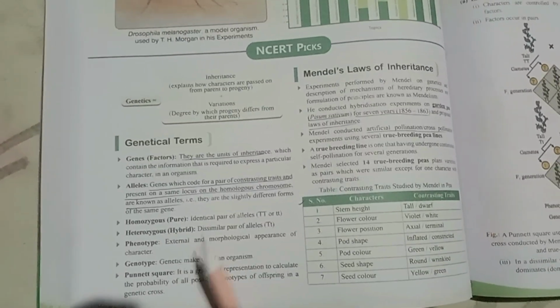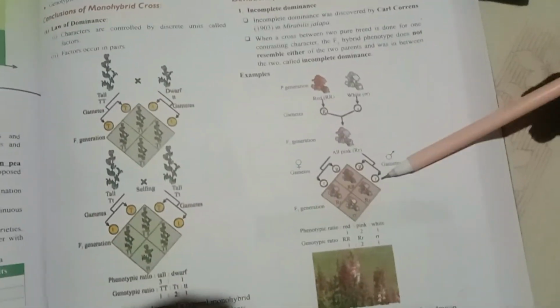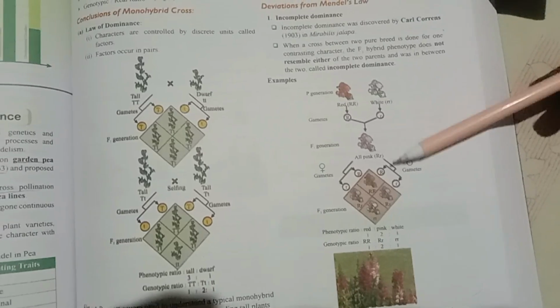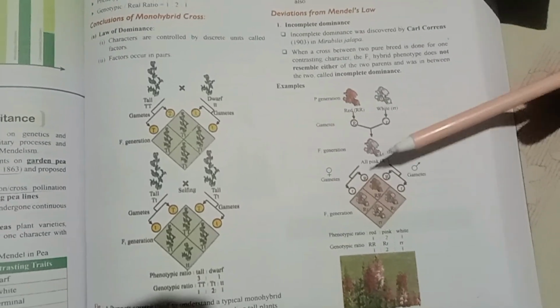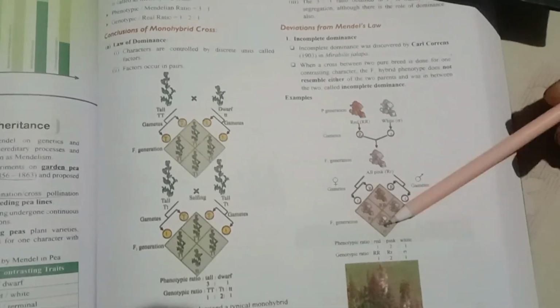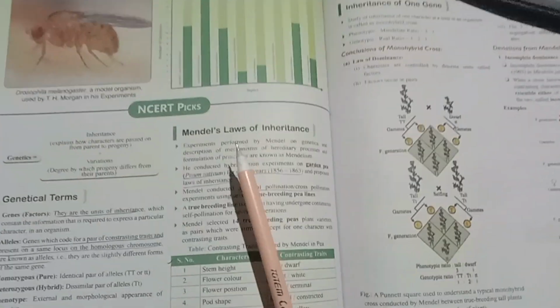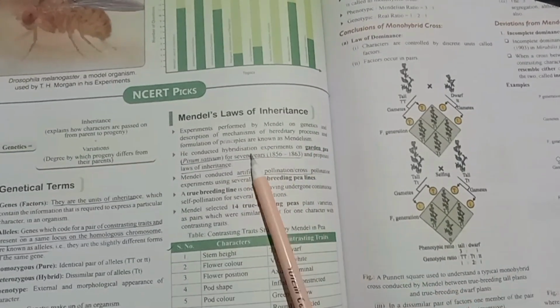And Punnett square is that square I'm showing you. And this is called the Punnett square, by which we can work out how many offspring there will be and what their types are. We can measure analytically. And let's come to Mendel's law of inheritance.